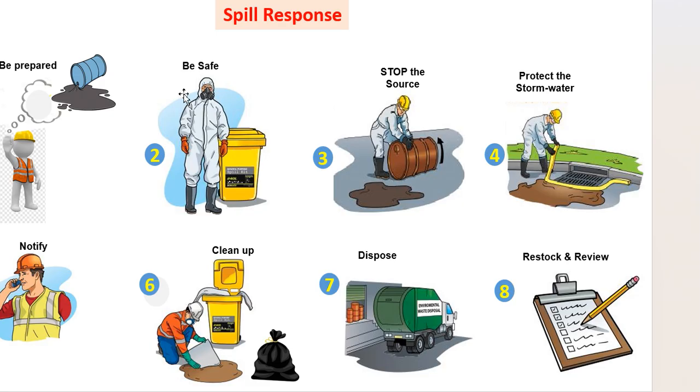Here we have a detailed map of the spill response plan. First one is be prepared. Second one is be safe. Third one is stop the source. Fourth is protect the storm water. Fifth is notify. Sixth is clean up. Seventh is dispose. And eighth is restock and review.